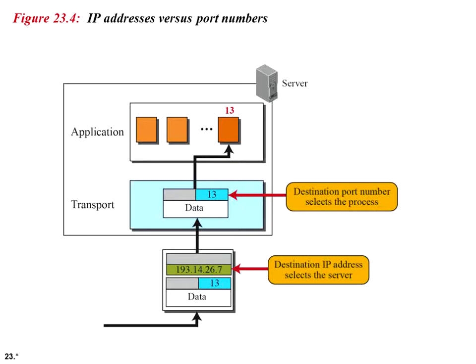Now this figure shows IP addresses versus port numbers. IP addresses and port numbers have different roles in selecting the final destination of data. The destination IP address defines the host among the different hosts in the world. After the host has been selected, the port number defines one of the processes on this particular host.